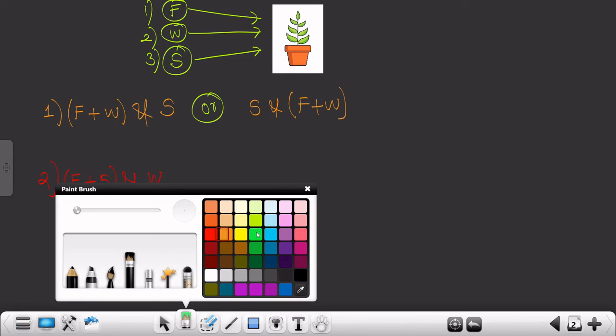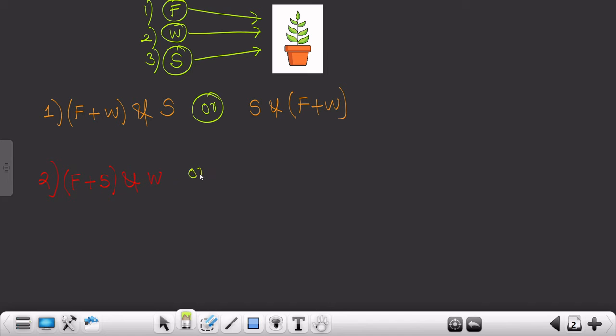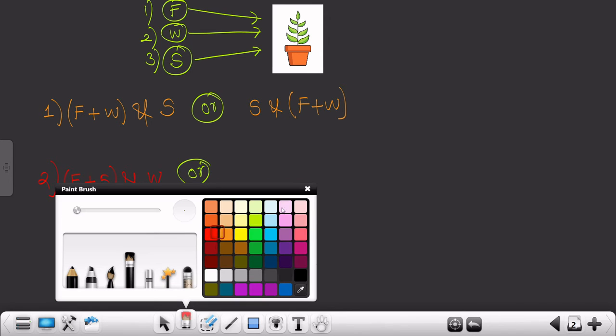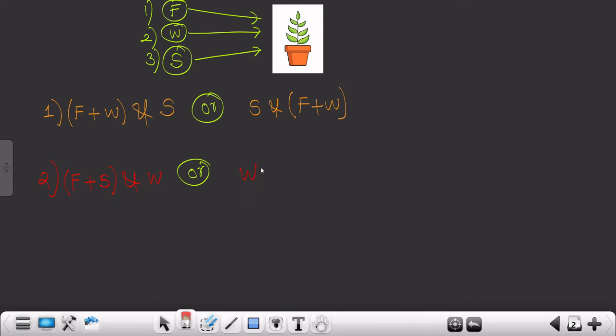Or what you can do, you can add water first in the soil, right? And then you can move that plant, or take that plant in presence of sunlight, and then you are adding certain fertilizer. Okay, so this can be the second case, and again there are two conditions.